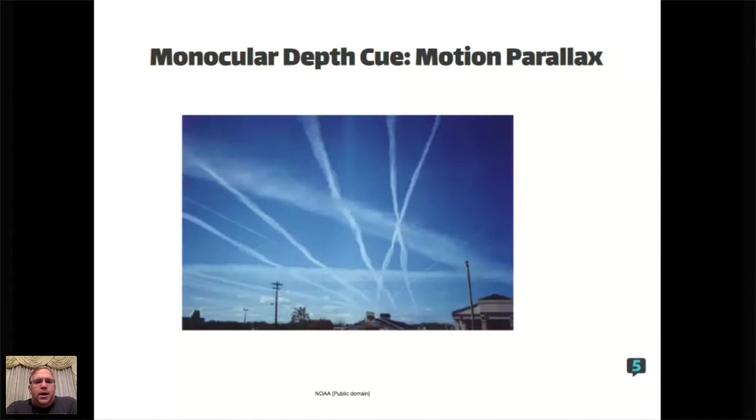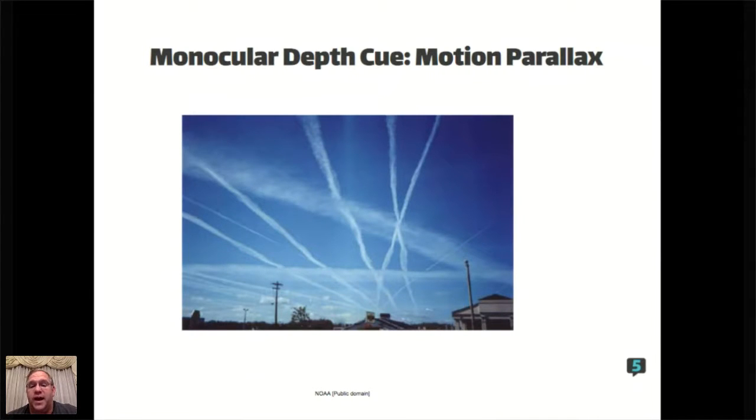Next one is motion parallax. Motion parallax would be helpful if I had an actual moving image here. It's pretty hard to set up with this particular program. But think of it this way. I have these airplane trail lines, because when an airplane is in the sky, to your view, is it moving slowly or quickly? Does the plane appear to be moving quickly or slowly in the sky?